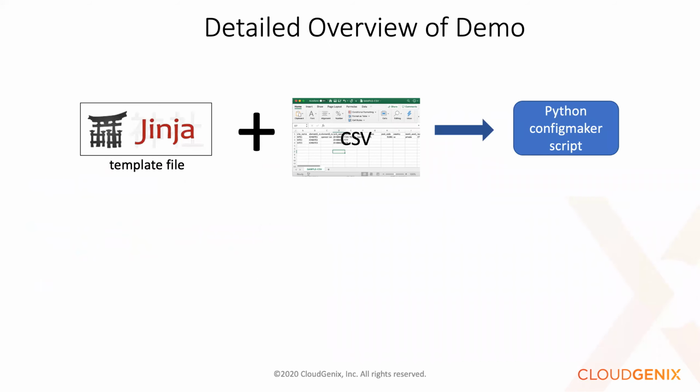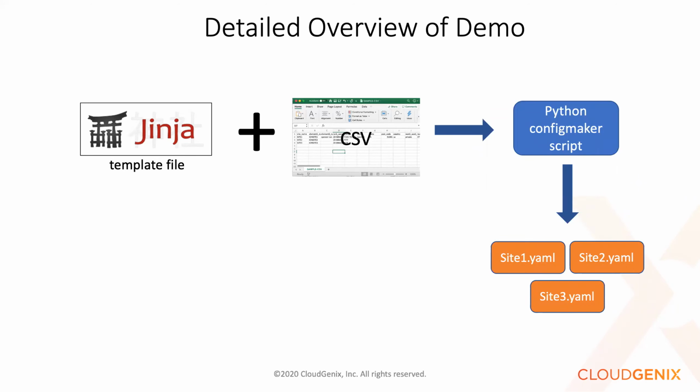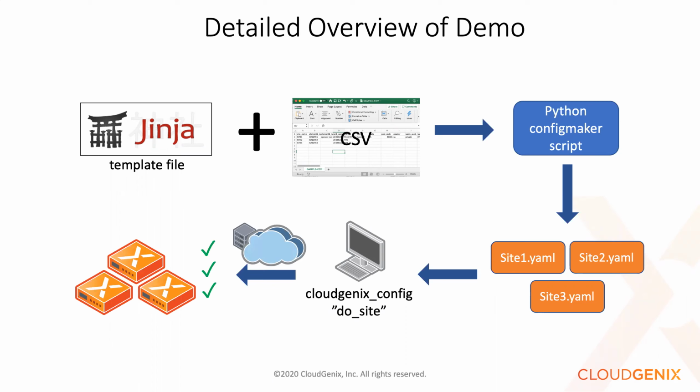So for the demo today, we're going to be working with Jinja, which is how we're going to create a template. We're going to be working with the data repository for purposes of this demonstration. It's going to be CSV. We have another script that we're going to show you, which is a config maker, which actually generates the configuration for the individual sites. So in this case, we're going to be deploying 3 sites. We'll use that CSV and the template to produce these 3 sites. We'll then use the CloudGenix config utility and do site to push those configurations out to the devices.